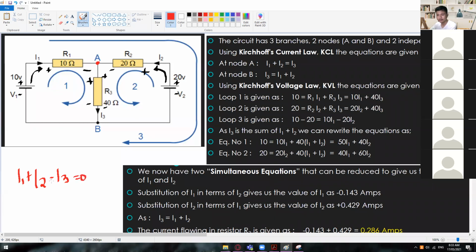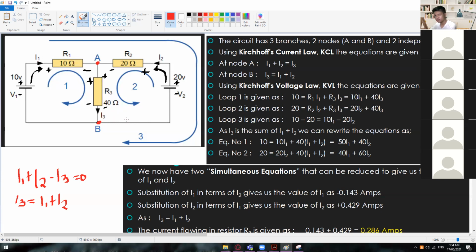And if you're going to transfer this I3 right here, you will come up with this kind of equation, I1 plus I2. All right, so that's how we've got this formula right here for the node A. Okay, and the same concept with the node B. So if we have another node right here, we're going to take a look at this one. We have a current that is going in, which is the I3, and then we have I1 and I2, which are leaving the node.